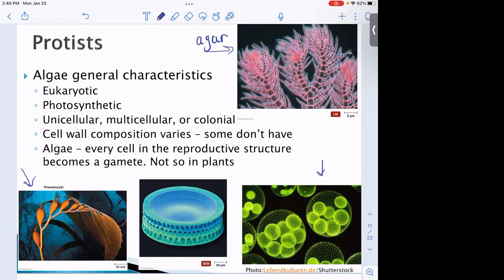We won't get into structures here because there's so much variation. What's the difference between algae and plants? If you're interested, for algae, every cell in the reproductive structure can become a gamete, and that's not so with plants. So you can't really look at a plant or algae and know for sure. You have to know something about its reproduction to know whether it's technically an algae or a plant. So just sort of FYI in case you ever wondered.